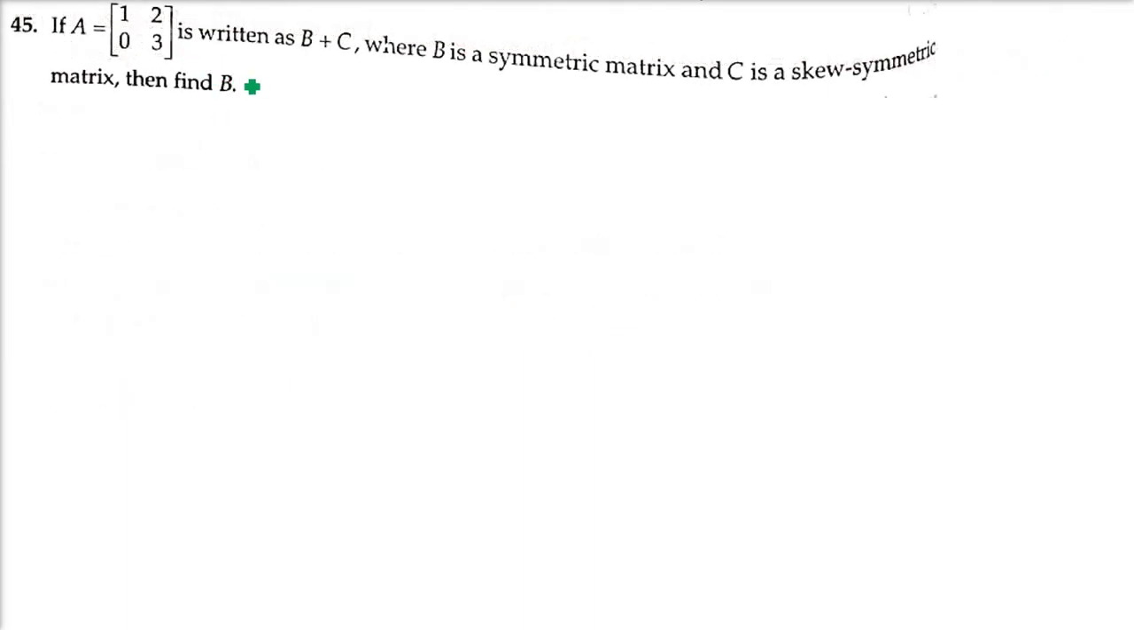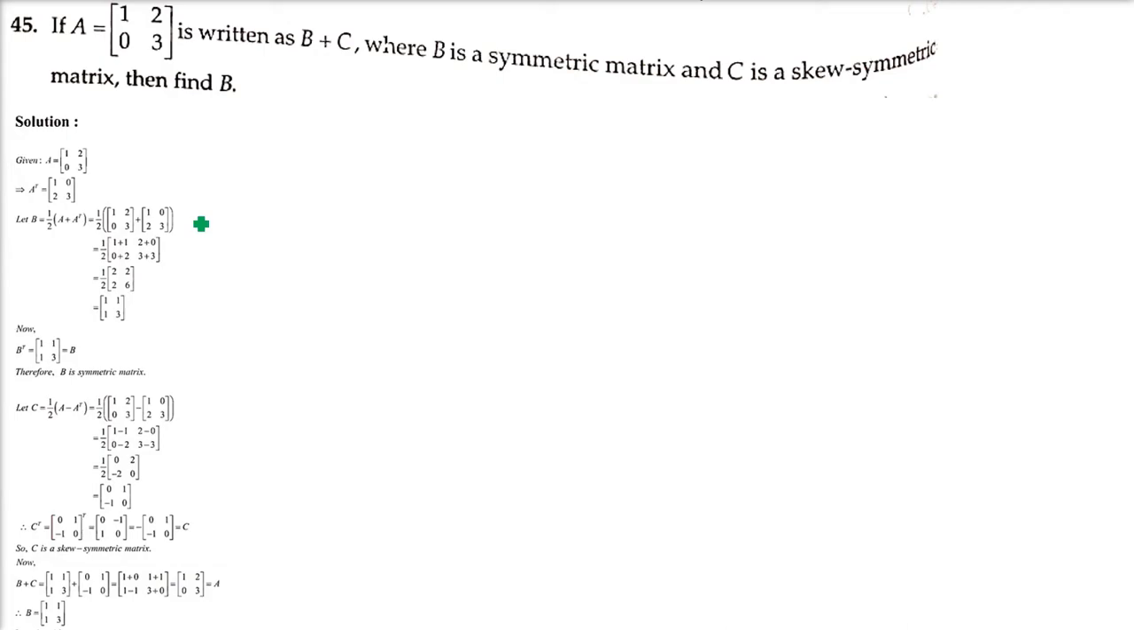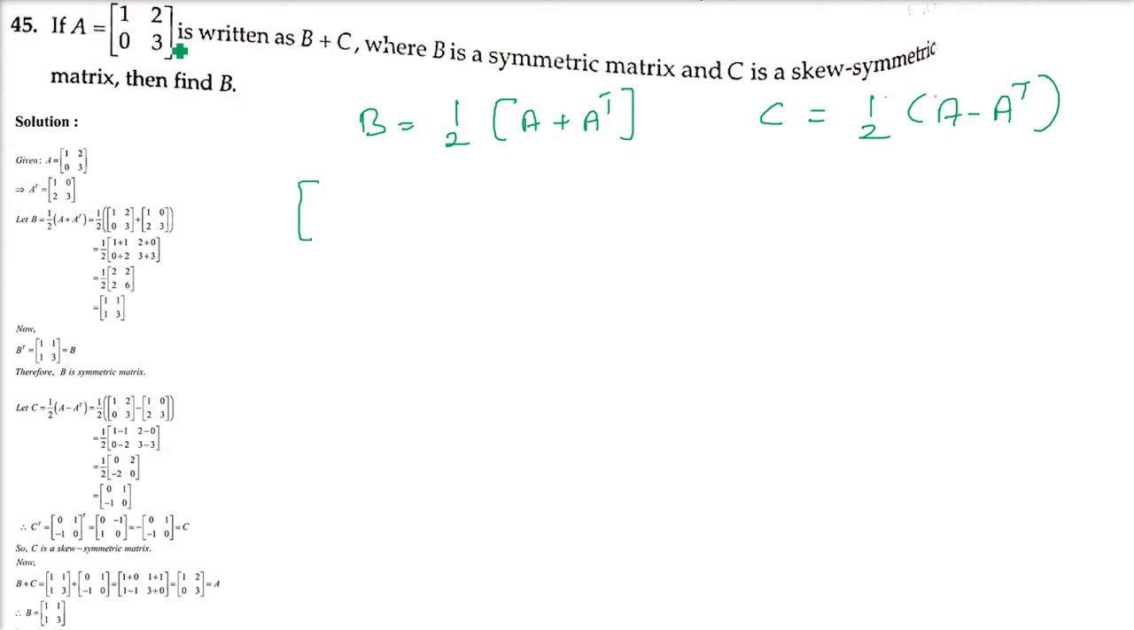If A is written as B plus C, where B is a symmetric matrix and C is a skew symmetric matrix, then find B. Since this B and C, how we are going to write, we have already seen in the other exercises, but I'll tell you. B will be half A plus A transpose. C will be half A minus A transpose. Because when you add half A plus A transpose and half A minus A transpose, this is going to give you A only. So this 1, 2, 0, 3 is A.